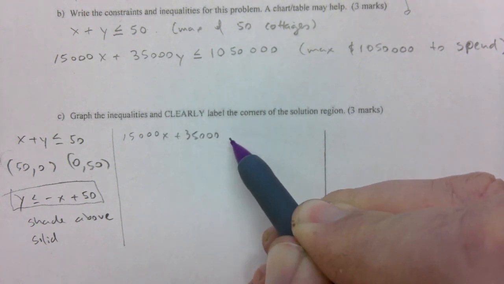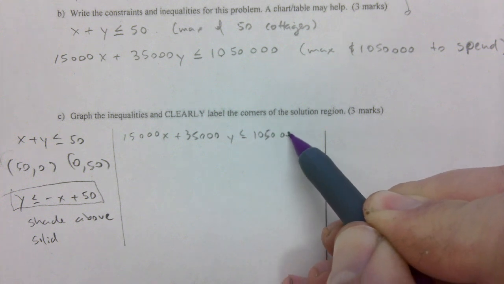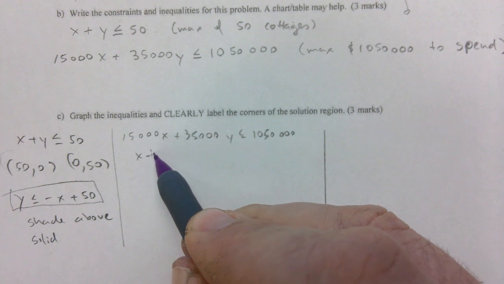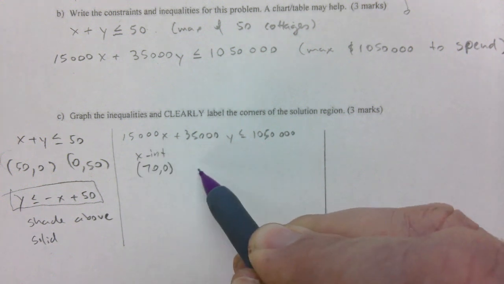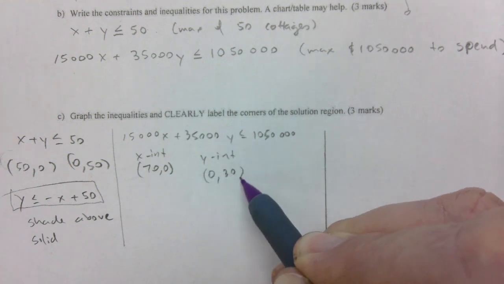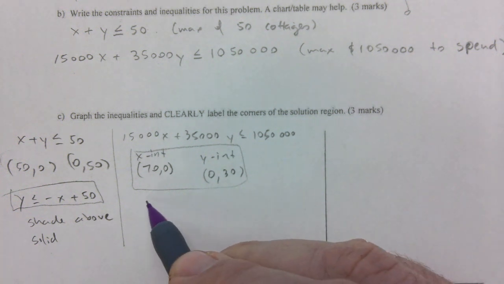But you know how to do these already, like how to find the intercepts. It doesn't matter how big or small the numbers. So I'm just going to give you what that is. The x-intercept is 70, 0. The y-intercept is 0, 30. So it works out quite nicely, right? So those are my intercepts.